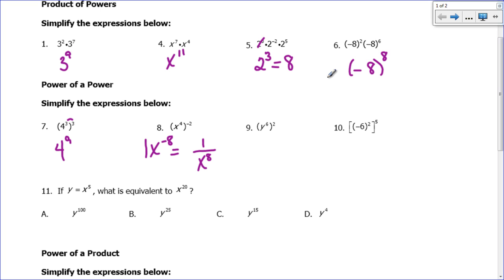There's a 1 in front of that x, and so it stays on top because it's not part of the base. It's just a coefficient. And so this one, number 9, becomes y to the 12th power, so I have to multiply those two exponents.